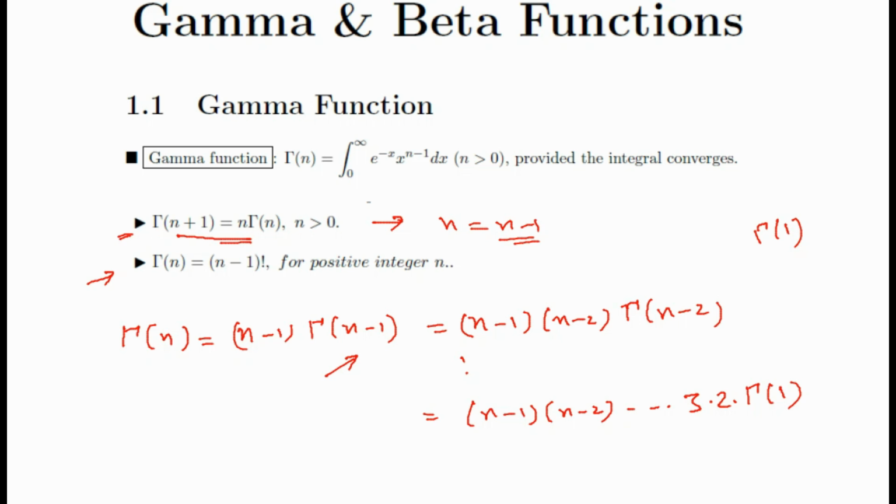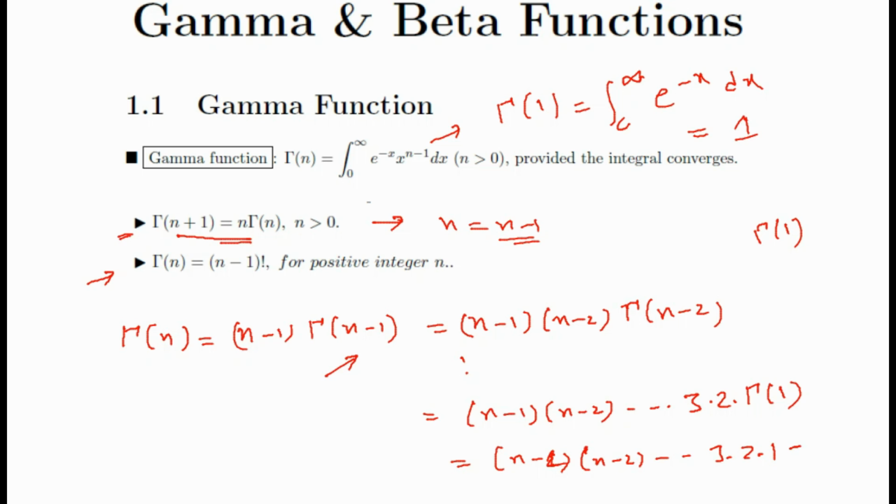Put n equal to 1 here, you get gamma 1 equal to integral 0 to infinity e to the power minus x dx, and this integration value is 1. So this is n minus 1 into n minus 2 up to 3 into 2 into 1. This is n minus 1 factorial. So this proof is also completed.